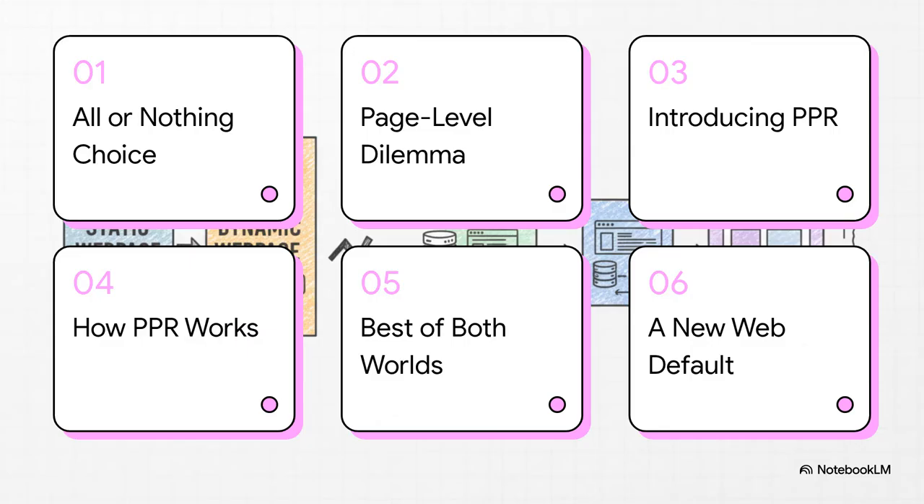So here's how we're going to break it down. First, we'll look at that classic all-or-nothing choice that's defined web dev for years. Then we'll zoom in and see how that problem creates a real headache on a single page. After that, we'll introduce partial pre-rendering, or PPR, and peek under the hood to see how it works its magic. And finally, we'll talk about all the awesome benefits and ask the big question: is this the new default for how we build on the web?